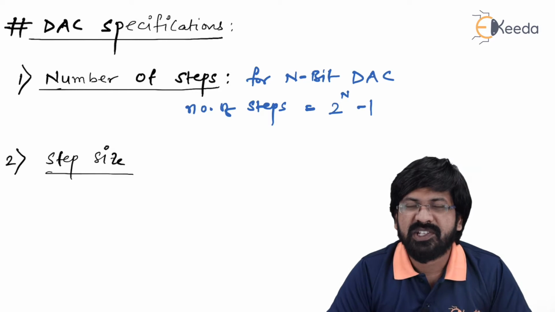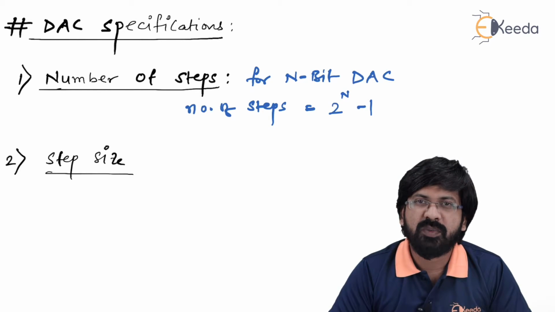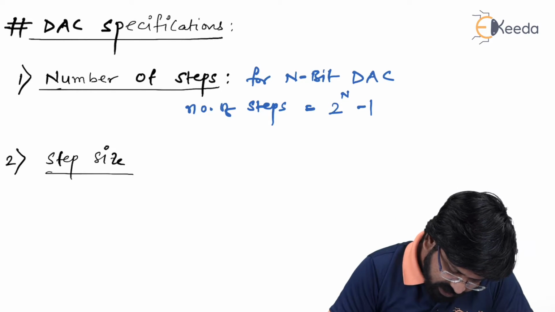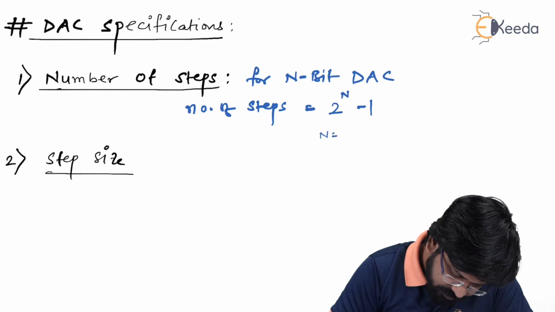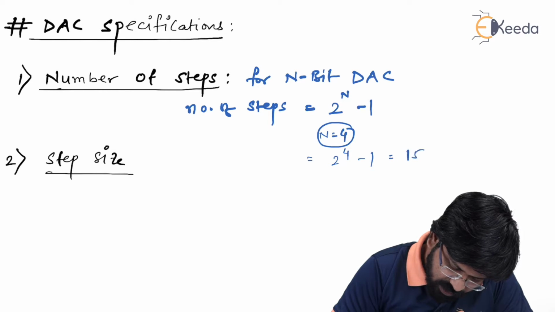Tell me, what is the size of DAC here? Size of DAC here is 4 bit, because we know that the 4 bit output of the counter was connected as input to the DAC. So here, since n is equal to 4, I can say that the number of steps equals 2 to the power 4 minus 1, which is 15. So now you can verify.